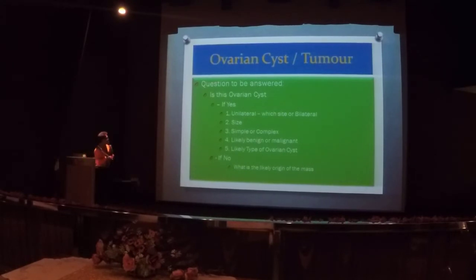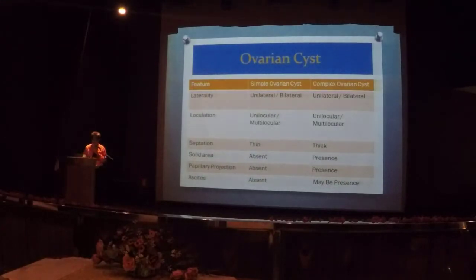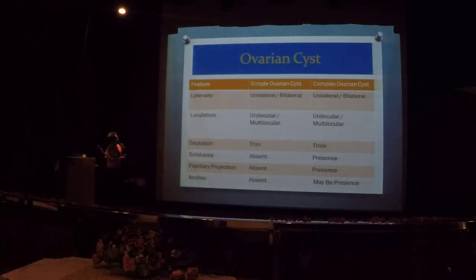So if it is an ovarian cyst, yes, we think ovarian cyst, then we think whether unilateral or bilateral. What is the size? Whether simple or complex cyst, likely benign or malignant. So at the end of the day, what type of ovarian cyst we think it could be. If we don't think it's coming from the ovary, what is the likely origin of the mass? In ovarian cyst, at the end of the day, we need to document whether it's unilateral or bilateral, unilocular or multilocular, thin or absent septation, solid area, papillary projection, ascites.